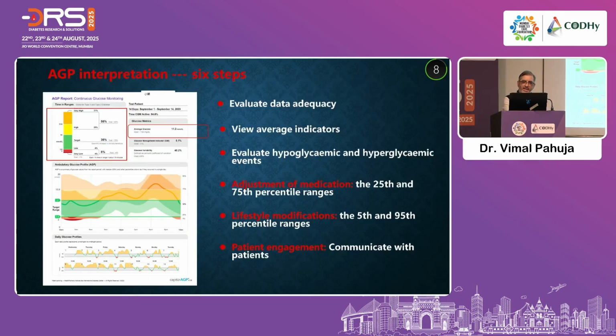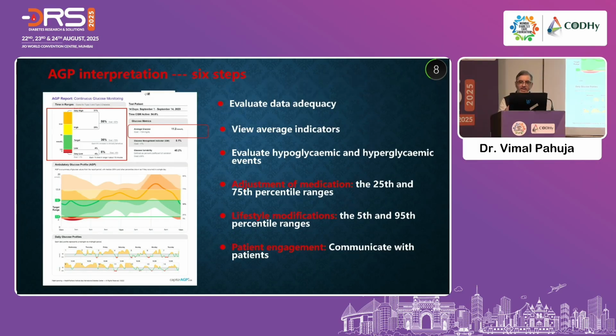And if you want to see the entire report, you can see the AGP report, then you can see the profile, and then day-to-day profile you can see in one single page. And you can evaluate the entire data in six steps. Look at the data adequacy, look at the average indicators. Then first you evaluate the hypoglycemia. That is a rule of thumb. You have to correct that first and then go to the hyperglycemic events.